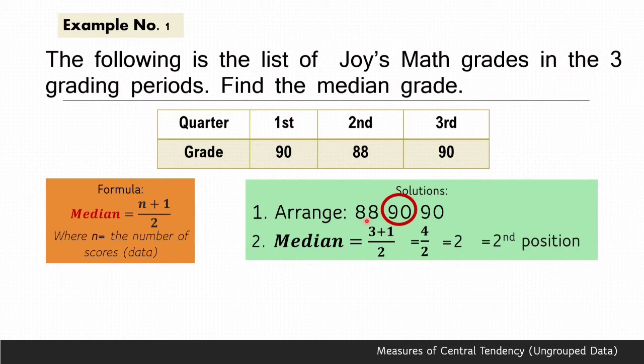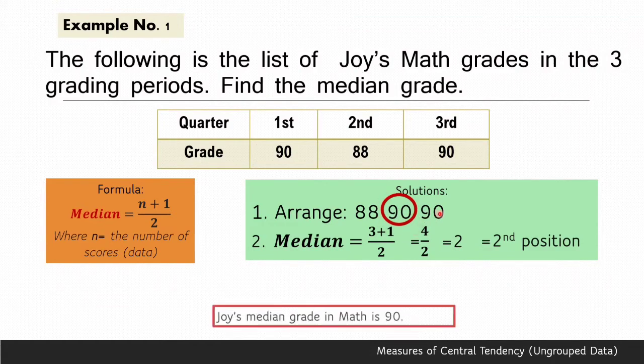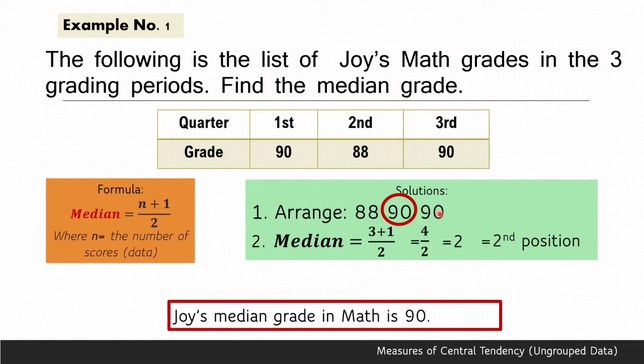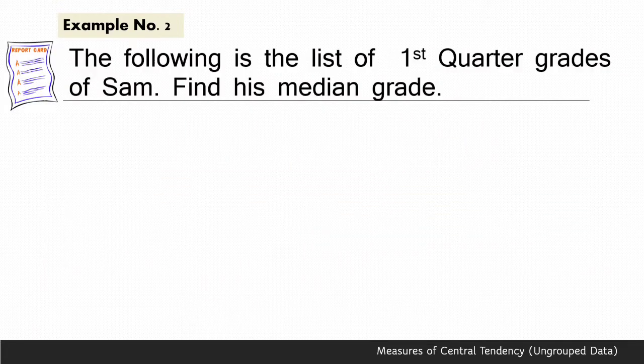Because the data is an odd number, we only have 3 numbers here. So basically, you can easily get the middle number since it's data with an odd number. So anyways, our median therefore is 90, and therefore Joy's median grade in math is 90. I hope you follow. Okay, let's proceed with the second example.